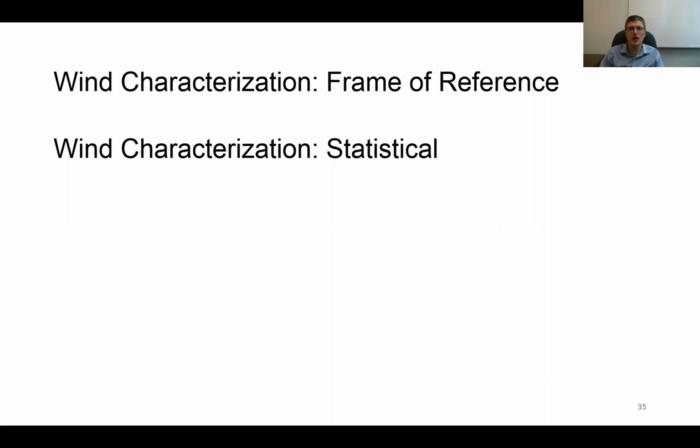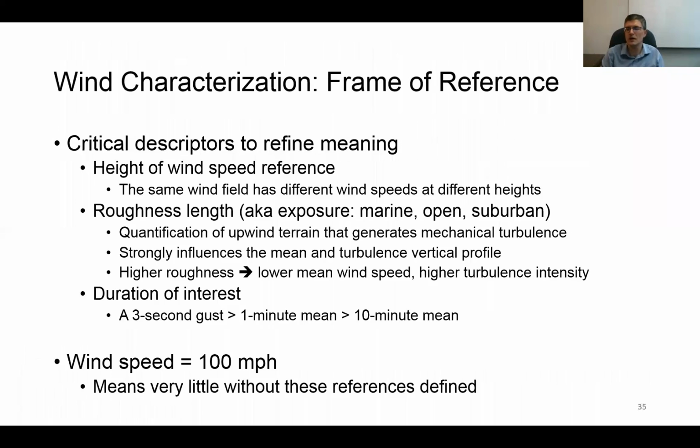But I'm going to move into wind characterization in 2 steps. First, I'll talk more about this frame of reference issue, and then I'll start talking about some of the ways that we statistically characterize the wind field. Starting with that frame of reference issue, when I say the wind was 100 miles per hour, it doesn't really mean much until I fill in a few blanks, such as what was the height at which I took that measurement? What was the roughness of the surroundings in the direction that the winds were approaching?